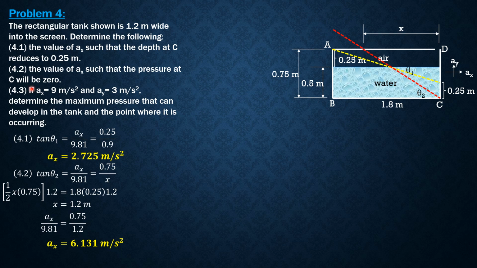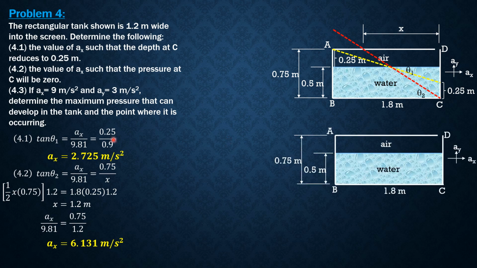Then for the last question, if A sub x is 9 meters per second square and A sub y 3 meters per second square, determine the maximum pressure that can develop in the tank and the point where it is occurring. So let's compute the slope. Tangent theta 3 equals A sub x over g plus A sub y, because A sub y is positive. Let's analyze first by computing theta 3, and let's compare the slope tangent theta 3 with the preceding slope, if it is greater or lesser. So tangent theta 3 is 9 over 9.81 plus 3. So tangent theta 3 is equal to 0.7026.